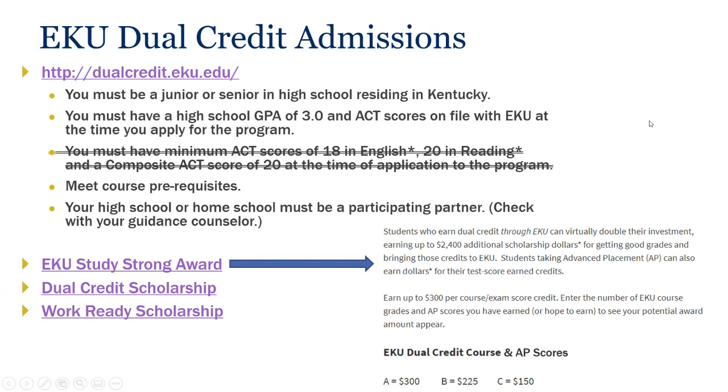What does it look like to enroll students in dual credit at EKU? A quick link is just dualcredit.eku.edu. Must be a junior or senior, must have a GPA of 3.0, must have an ACT score on file. They used to have a minimum ACT. You can see I've crossed that off just so you're aware of that change. So it used to be they had to have a certain score. EKU has taken that off. They just simply have had to have sat for the ACT.